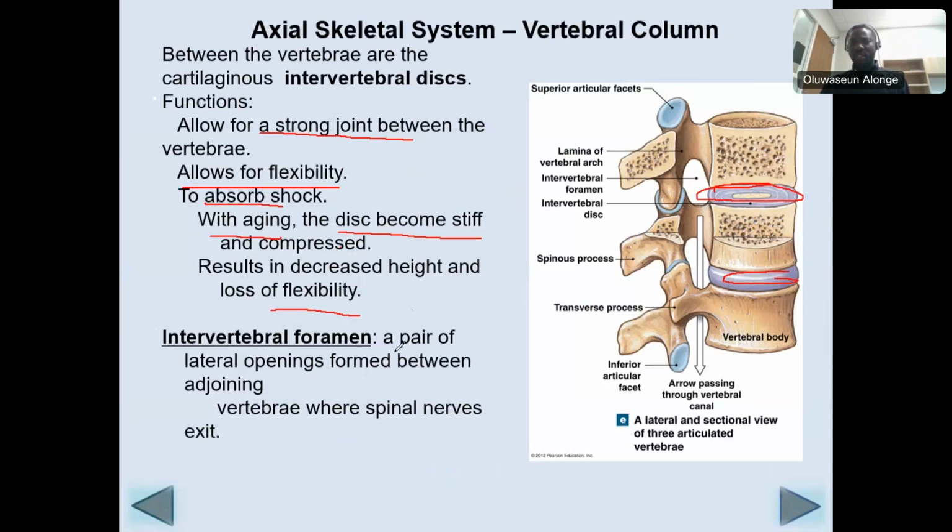Intervertebral foramen, that's a pair of lateral openings formed between the joint, and that is where the spinal nerve will exit. That is the intervertebral foramen. Okay.